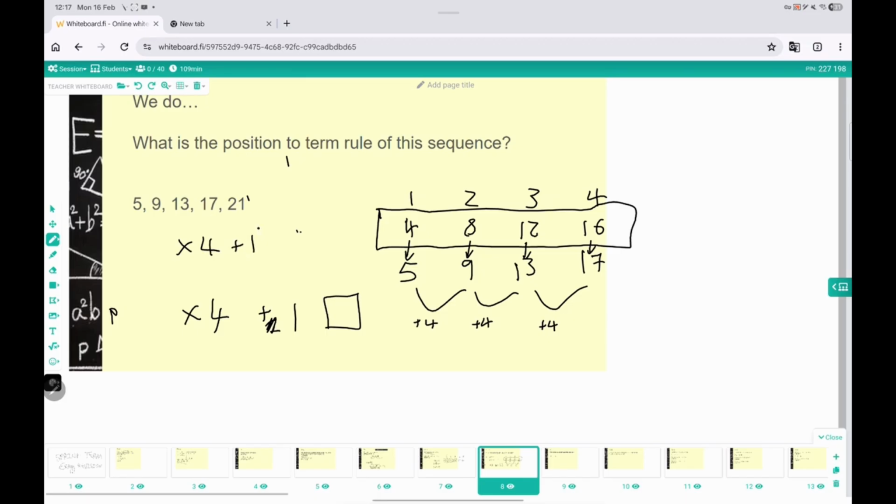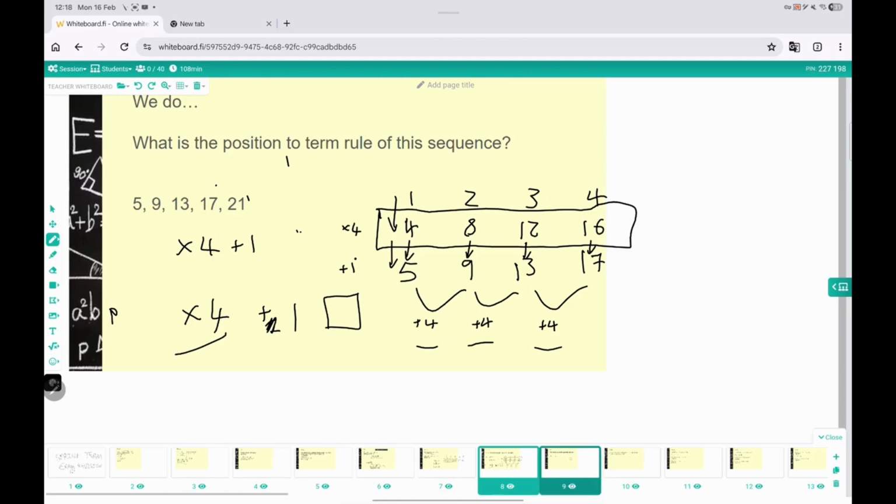Okay, so step 1, look at the difference between the terms in your sequence. That tells you what you're going to times by. Create a sequence by timesing the positions by that amount, and then look at the difference between what you've got by doing that and what you still need to do. Okay, so by timesing by 4 we got to here. We still need to add 1 to make it work, so that's our rule.